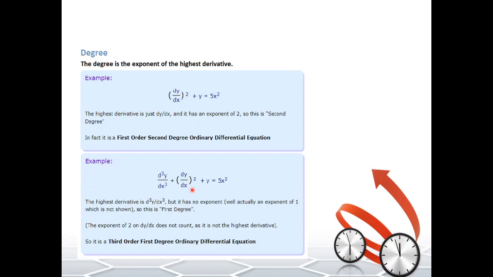Do not get confused. If you see dy by dx whole square here, dy by dx is a first order derivative, and though its integral power is 2, I won't be considering the power of the lower order derivative. I will be considering the power of the highest ordered derivative for calculating the degree. Whatever is the highest order of the derivative present in an equation, you will be concerned about its integral power. That will be termed as the degree of the differential equation.